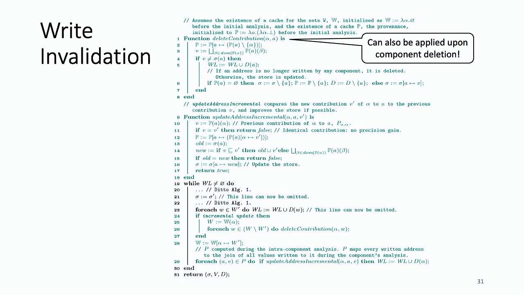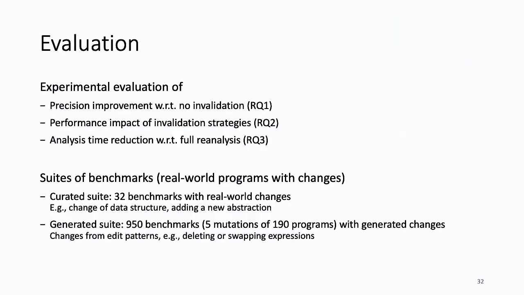Now, we have evaluated this on three criteria. The precision compared to an incremental update without invalidation. We have looked at the analysis times. So how does it relate to an update without invalidation? Does our strategy make the update slower? And of course, how does it compare to the time it needed for a full program analysis? Because that's of course the goal, that we are still faster.